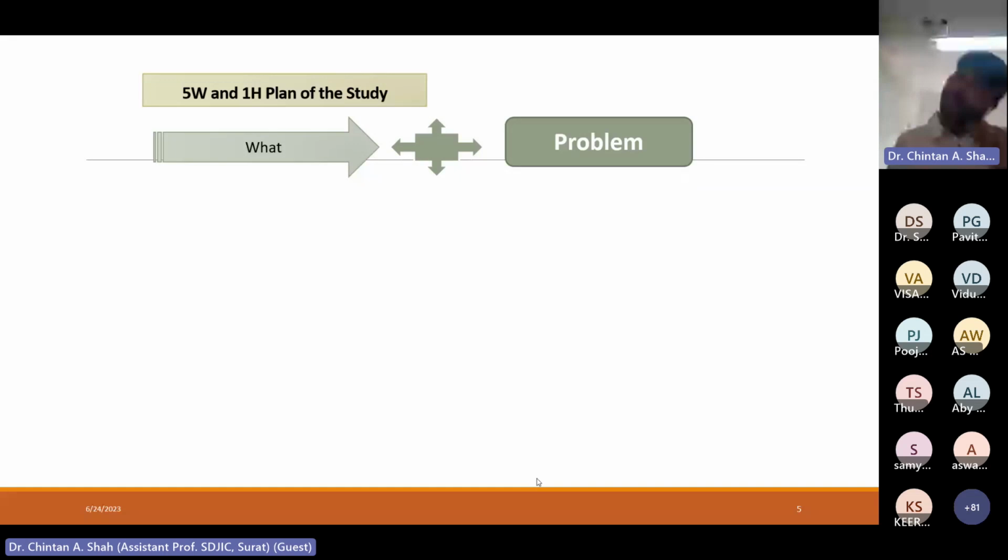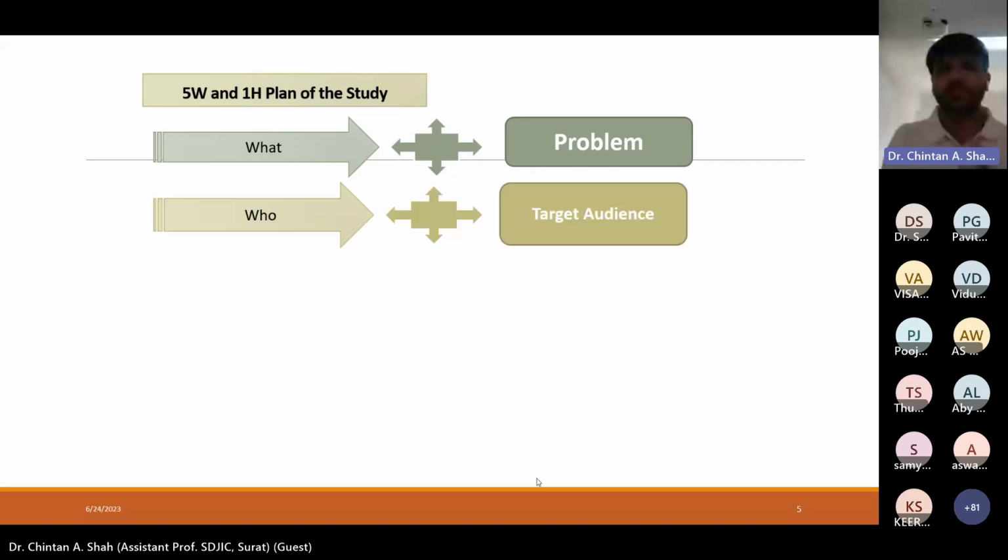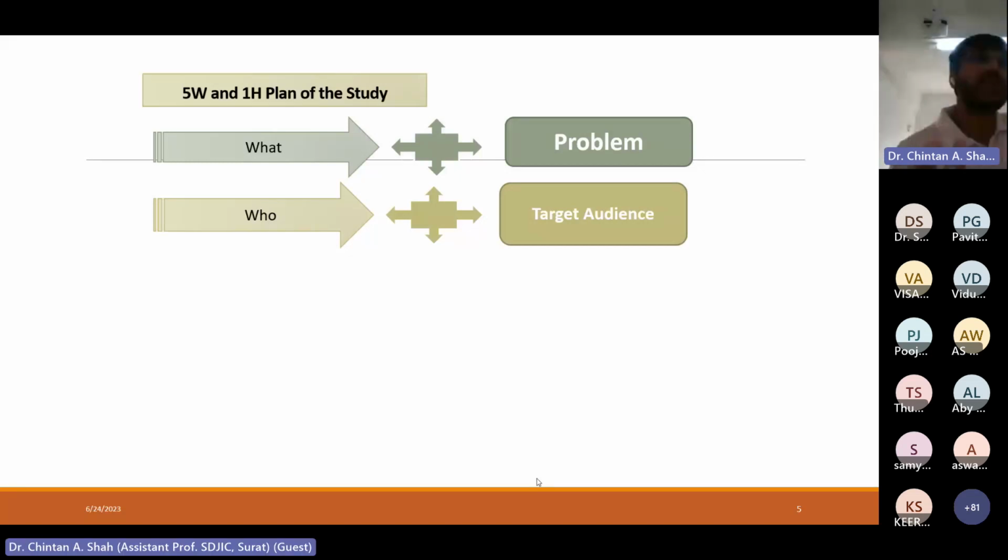So that's why I told you, first try to know the problem, try to communicate the problem with the people. Then from whom can you get the data, who will be the target audience? It is not everyone. Everyone does not become your target audience. If your title is to know the investment behavior of academicians, then your target audience becomes academicians.